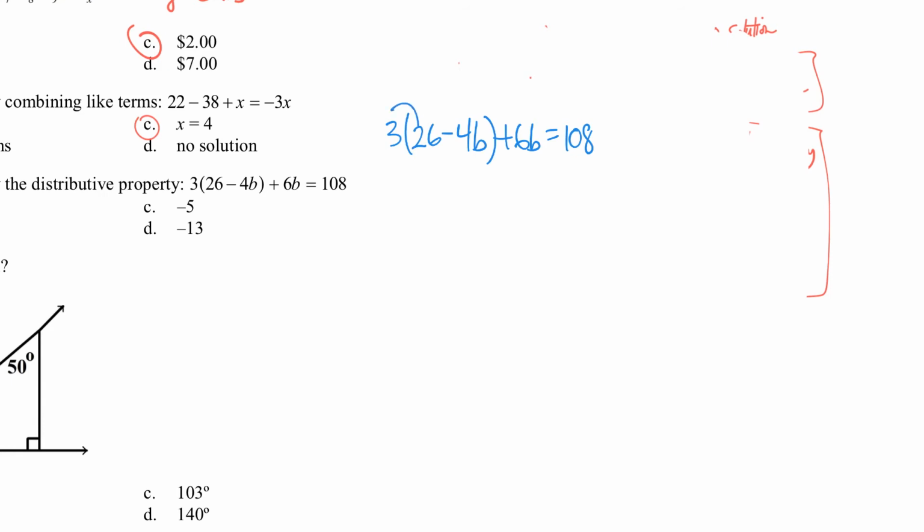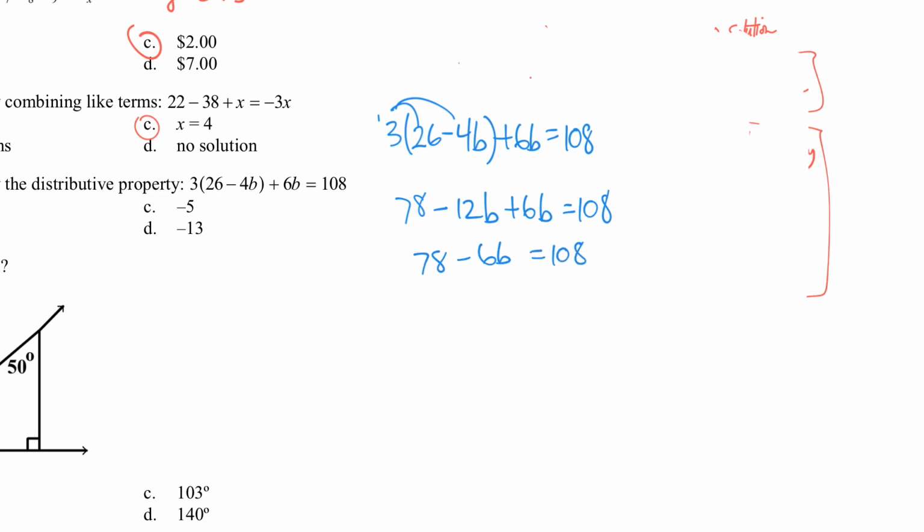3 times 26, 6 times 3 is 18, and 3 times 2 is 6, 78. Minus 3 times 4 is 12b, plus 6b equals 108. I'm going to combine my like terms here, negative 12 plus 6. That is negative 6b, and I have 78 equals 108.